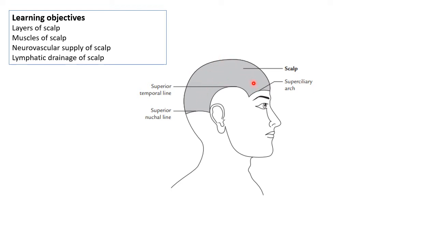What is scalp? Scalp is the term applied to the soft tissues covering the vault of the skull. The soft tissues covering the vault of the skull are called scalp.